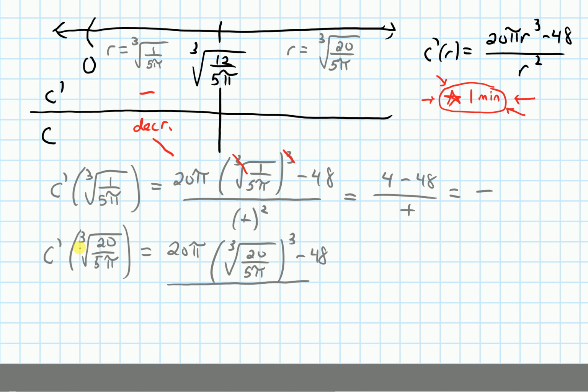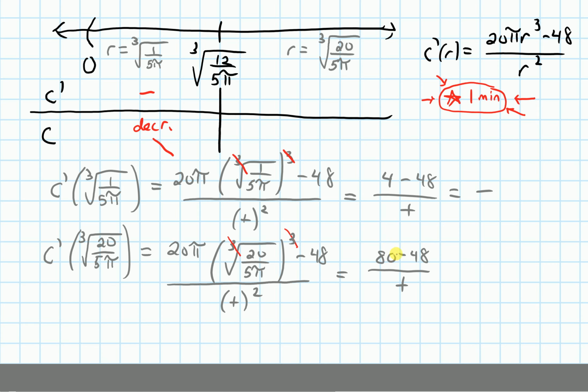And on the denominator, I'll have the same r value, but I am going to square it. And this r value is a positive number, and I'm going to square it. Okay, so just as before, the cube is going to cancel this cube root. All right, so I know that when I take 20 pi and divide it by 5 pi, I'm going to get 4. And 4 times this 20 on the numerator is going to be 80. So I'll get 80 minus 48 on the numerator and a positive number on the bottom.